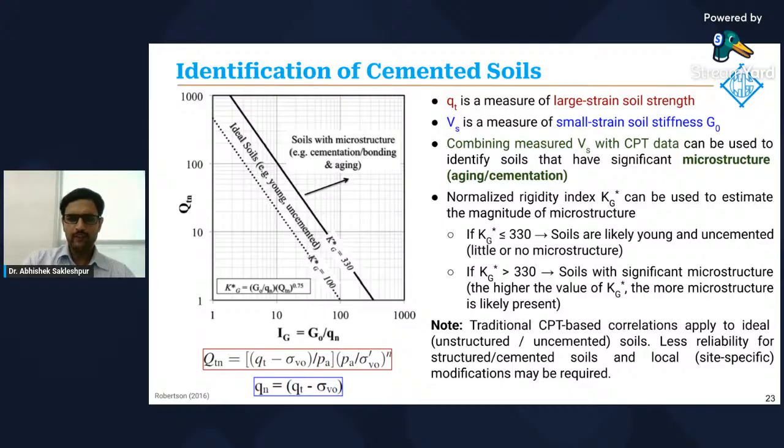We need to note here that the traditional CPT-based correlations that we typically use in foundation analysis and design are actually applicable to ideal soils, or soils that are unstructured and uncemented. So when we do encounter sites with significant aging or cemented soils, we may need to modify these correlations or apply local experience on a case-by-case basis.